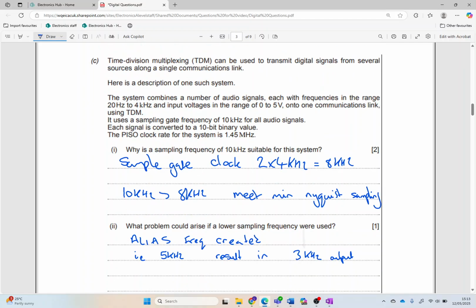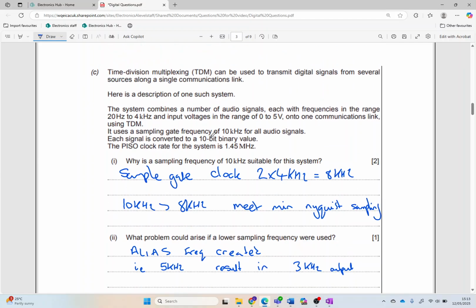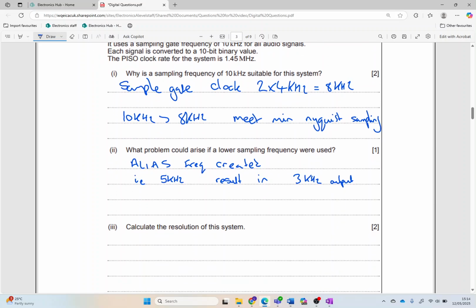The resolution of the system. Okay, well we're told that we've got a 10-bit system, and we've got an input voltage range of 5 volts. So our resolution then equals range divided by 2 to the n. So we've got 5 volts divided by 2 to the 10, which equals 4.88 millivolts.